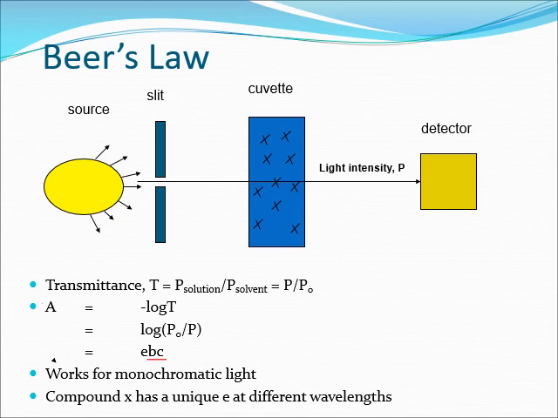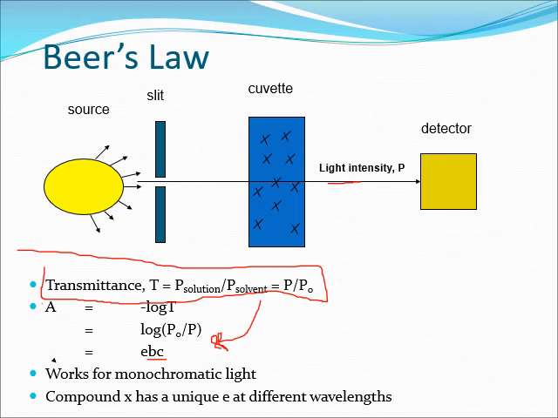So where does the formula come from? A equals EBC actually comes from this first formula: transmittance equals the light intensity of the solution divided by the light intensity of the solvent. So the formula leads to the calculation of A equals EBC, and this formula works for monochromatic light. The compound X that is present inside your solution usually has a unique absorptivity, E, at different wavelengths, so the tendency to absorb the wavelength is very unique to the compound. So that is Beer's law.